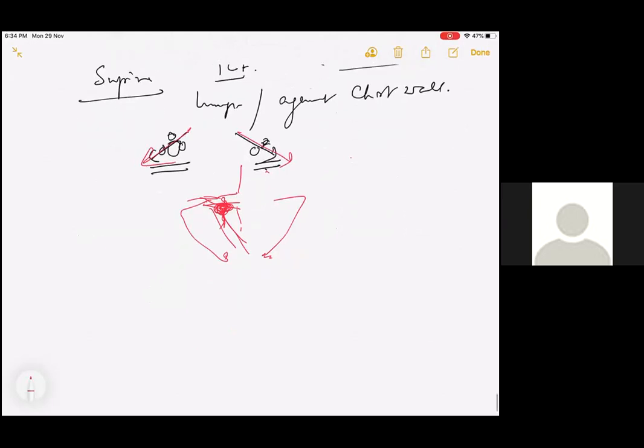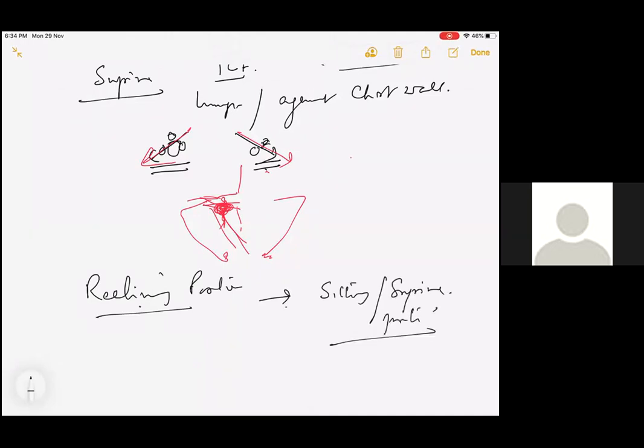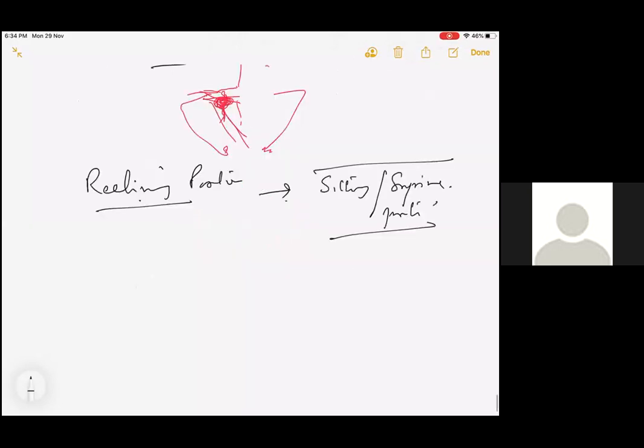And why have the reclining position? The reclining position is when you want the advantage of both. You have only one position that will have a combination of both the sitting and supine position. So it's a very useful position, reclining position.